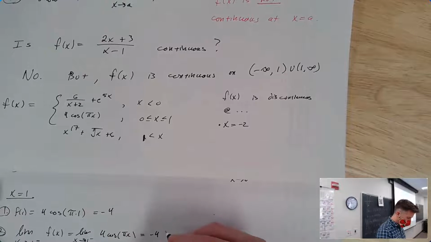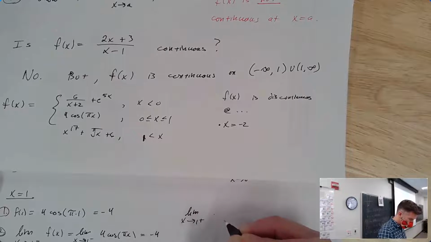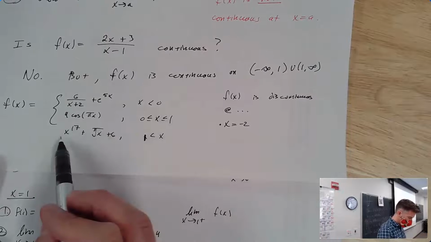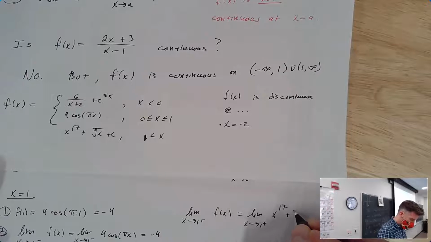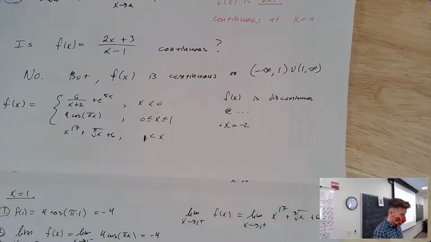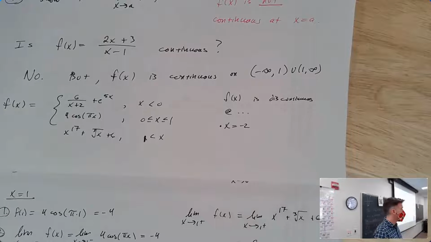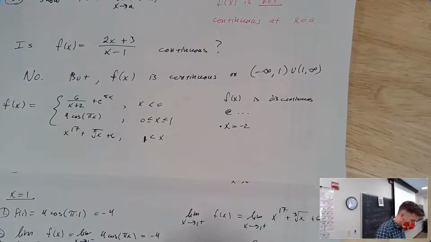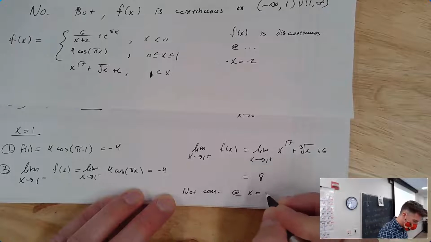And then if we look at the limit from the other side, the limit as x approaches 1 from the right of f of x, we're going to use this piece where x is larger than 1. That's going to be the limit as x approaches 1 from the right of x to the 17th plus the cube root of x plus 6. And that is not going to be -4. It's going to be 8. 1 plus 1 plus 6, yeah, 8. So this function is not continuous at 1. Not continuous at x equal to 1.